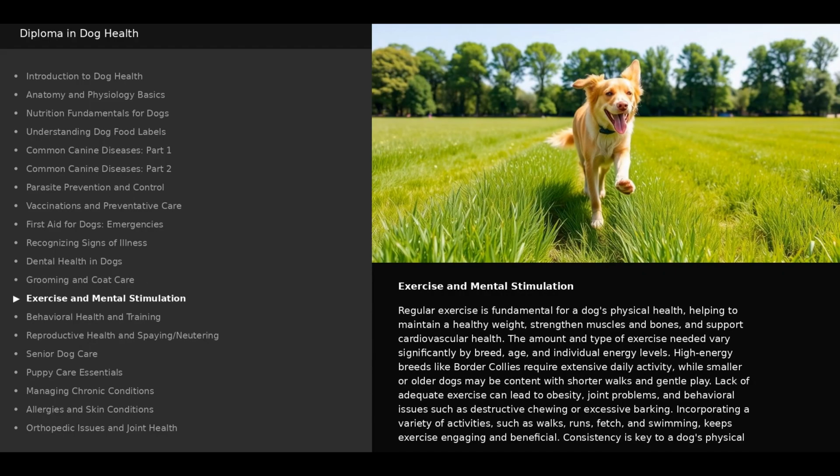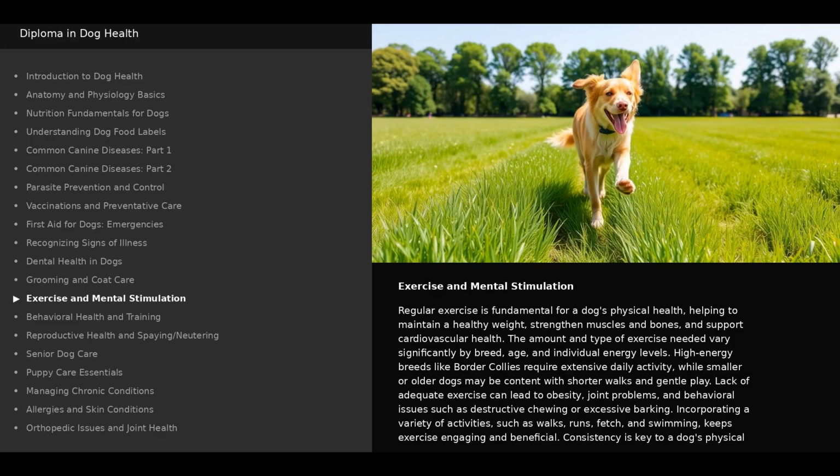Exercise and mental stimulation. Regular exercise is fundamental for a dog's physical health, helping to maintain a healthy weight, strengthen muscles and bones, and support cardiovascular health. The amount and type of exercise needed vary significantly by breed, age, and individual energy levels.